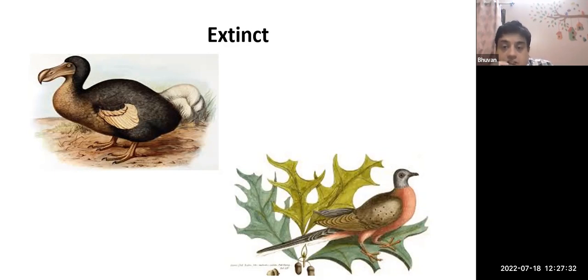A similar fate awaited another bird, which you can see in the diagram, the passenger pigeon. The passenger pigeon was once very abundant in North America. So abundant was this bird that when a herd of them flew in the air, the whole sky used to turn black in color. But it was hunted down for its meat, and within a century, not more than a century, this bird was declared extinct from the face of the earth. So there are quite a few examples of extinct birds and animals.